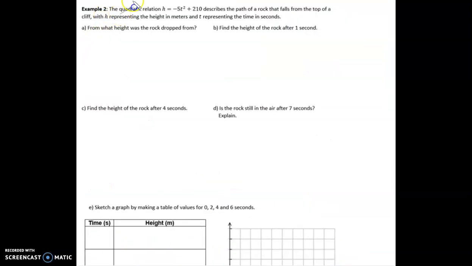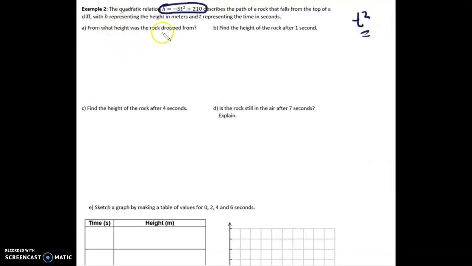Okay, example 2. The quadratic relation, and then it gives us an equation here. H equals negative 5t squared plus 210. And remember, this is our t squared. That's what we're looking for. Okay, it describes the path of a rock that falls from the top of a cliff, with h representing the height in meters and t representing the time in seconds.